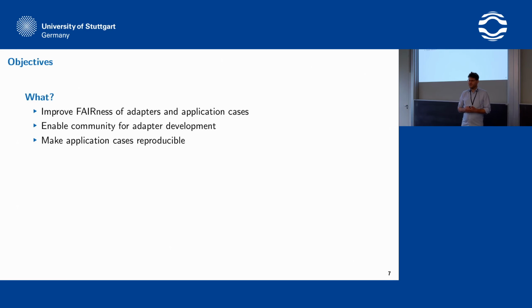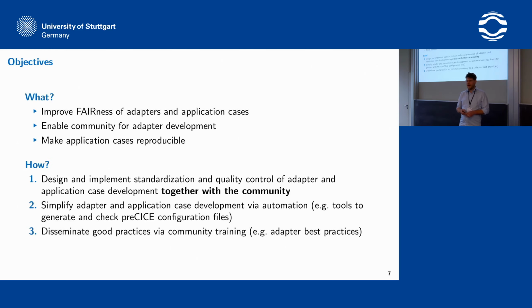Okay, so we start with the problems. So now let's slowly go towards the solution. So in this project, what do we want to do? We want to improve the FAIRness of adapters and application cases. We want to enable the community. We want to enable you better for adapter development. And we want to make application cases reproducible. And how? So three things that we want to do.